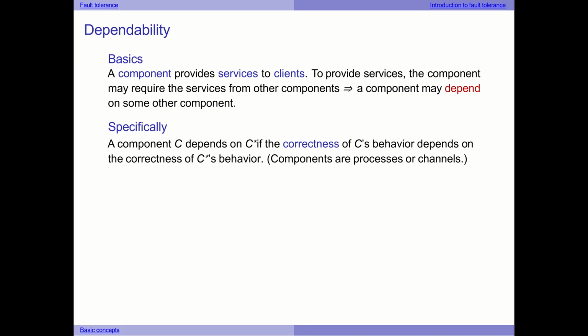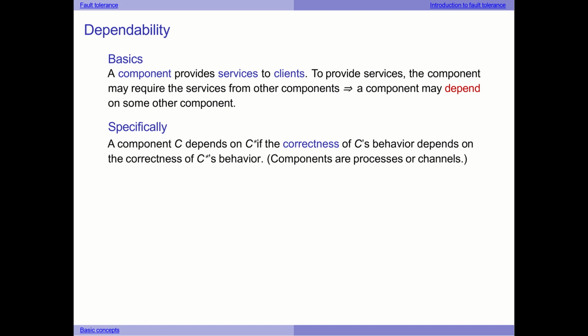Specifically, a component denoted as C depends on other components denoted as C star, if the correctness of C's behavior, the first component's behavior, depends on the correctness of the other components' behavior. Basically, the components are processes or channels.